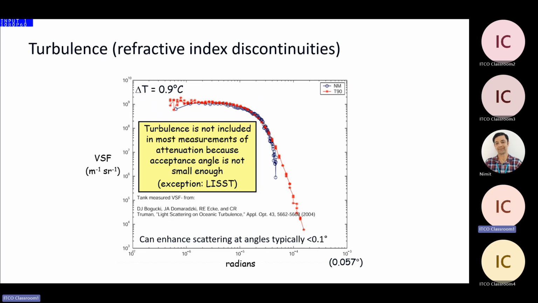Turbulence is not included in most attenuation measurements, because the acceptance angle is small enough. The exception is the LISST, which has a very small acceptance angle. This was intentionally done with the AC devices, so that's why it's 0.93 degrees. You can never get a perfect attenuation measurement to begin with, and there has to be some kind of compromise, but it's typically used as a proxy for the concentration of particles in the water, TSM, stuff like that.